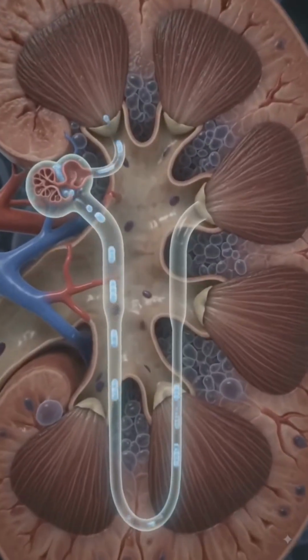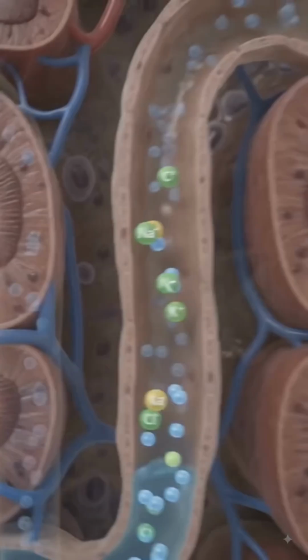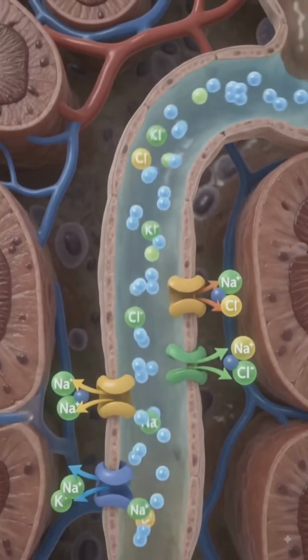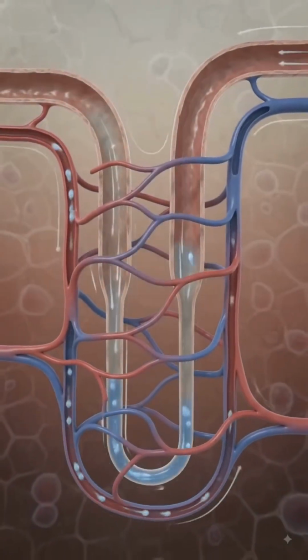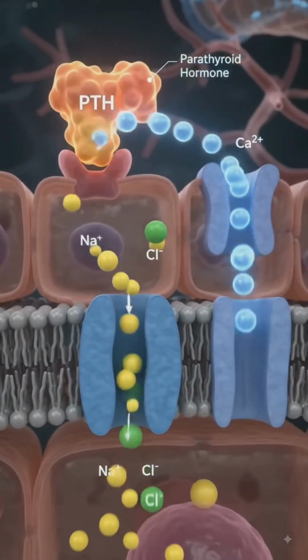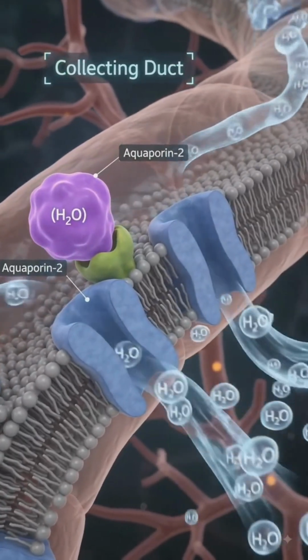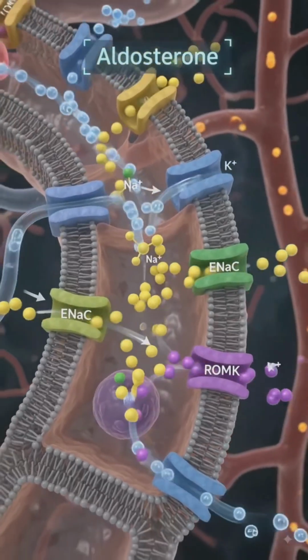The loop of Henle creates a concentrated gradient. The descending limb is permeable only to water. The ascending limb actively reabsorbs solutes. This preserves the medullary osmotic gradient. The DCT and collecting duct make final urine adjustments. Here, PTH regulates calcium reabsorption. ADH triggers aquaporins for water reabsorption. Aldosterone promotes sodium and potassium balance.